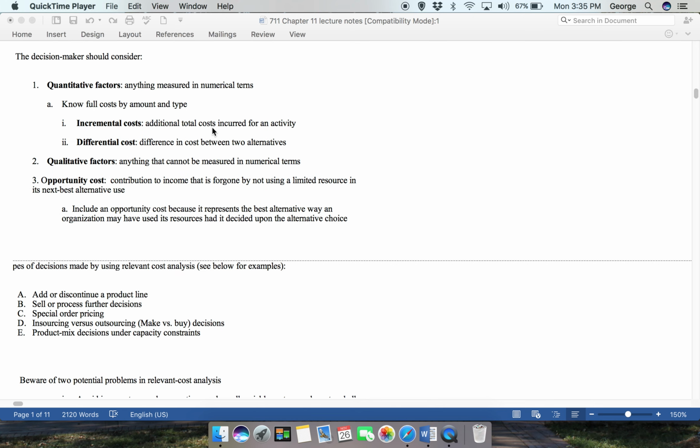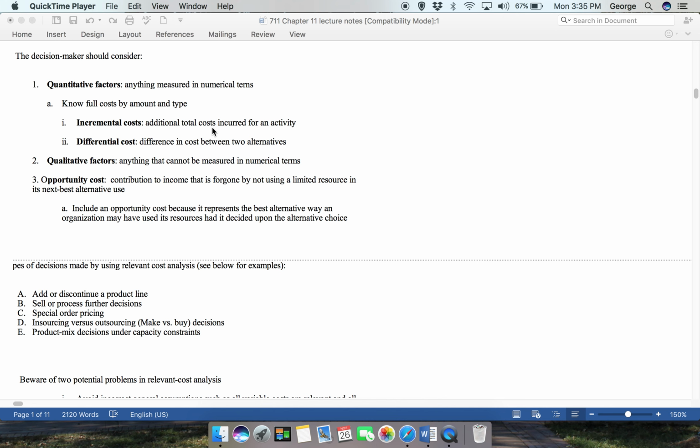I mentioned earlier that we look at both quantitative and qualitative. So quantitative is anything numerical. So the cost of a new machine, cost to run the machine, if we're looking at replacing a machine, salvage value of the old machine, all those would be either differential or incremental. Qualitative, there are some things that we cannot put a number to, quantify, but they might be important.